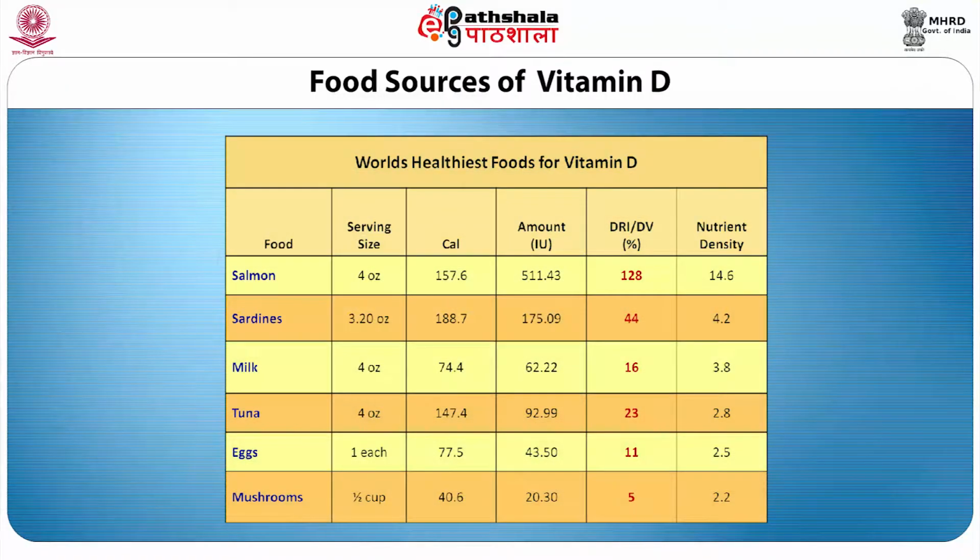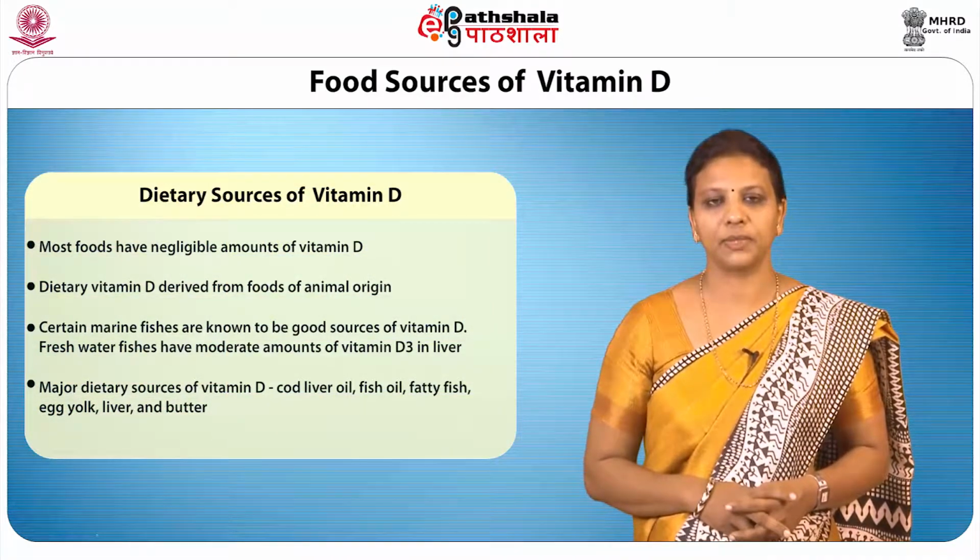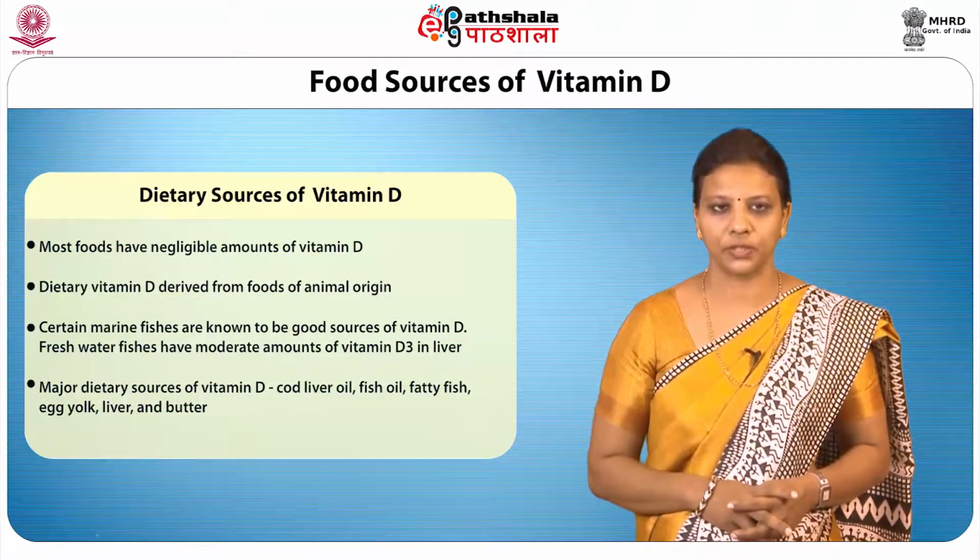What are the dietary sources of vitamin D? Most foods have negligible amounts of vitamin D. Dietary vitamin D is derived mostly from foods of animal origin. Certain marine fishes are known to be good sources, whereas freshwater fishes have moderate amounts of vitamin D3 in liver. Major dietary sources of vitamin D include cod liver oil, fish oil, fatty fish, egg yolk, liver and butter. A large portion of daily vitamin D intakes come from fortified foods.